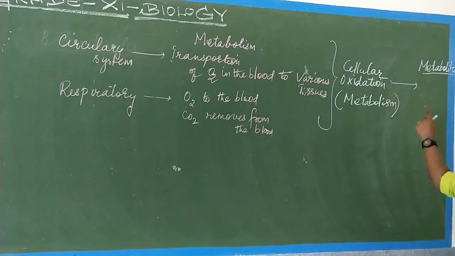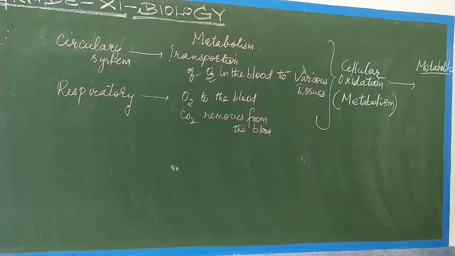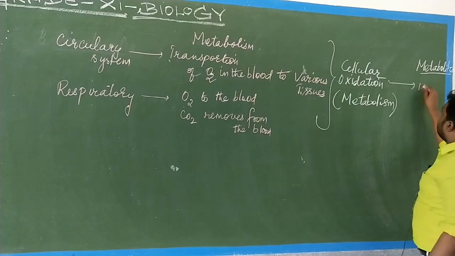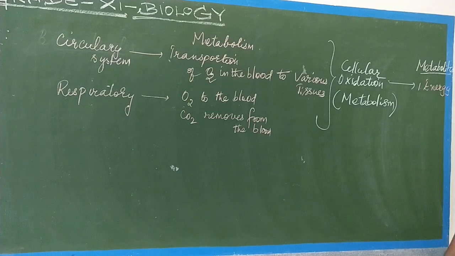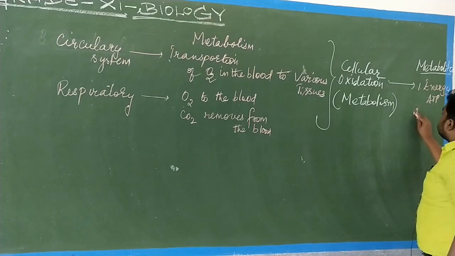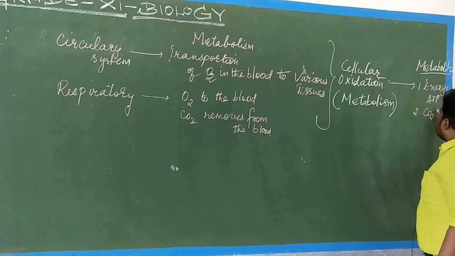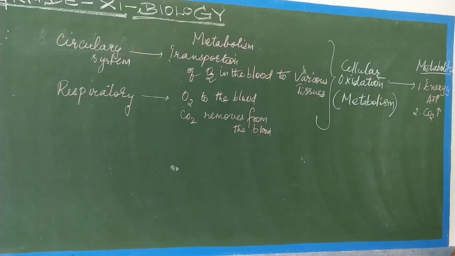What is the metabolite that we will be obtaining after this cellular oxidation or this metabolic activity happens? First thing, we will be getting energy, isn't it? We will be getting energy in the form of ATP. Second thing, the byproduct called carbon dioxide will be getting eliminated.